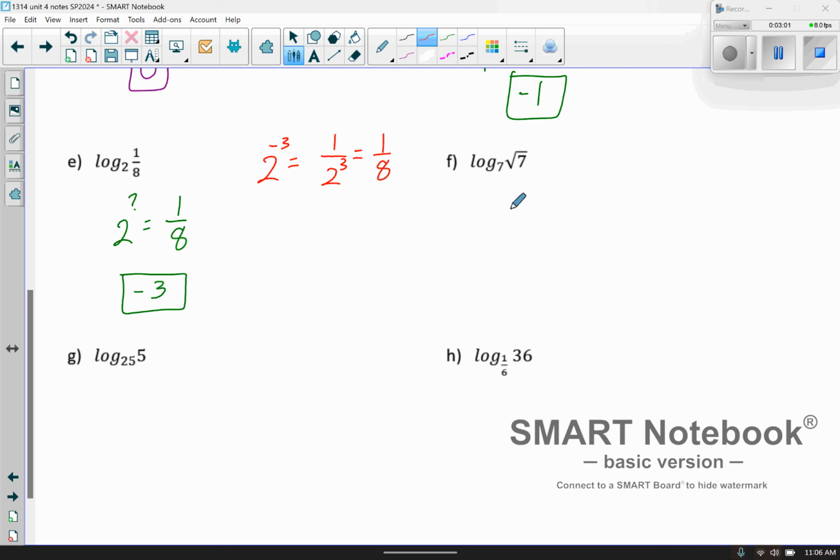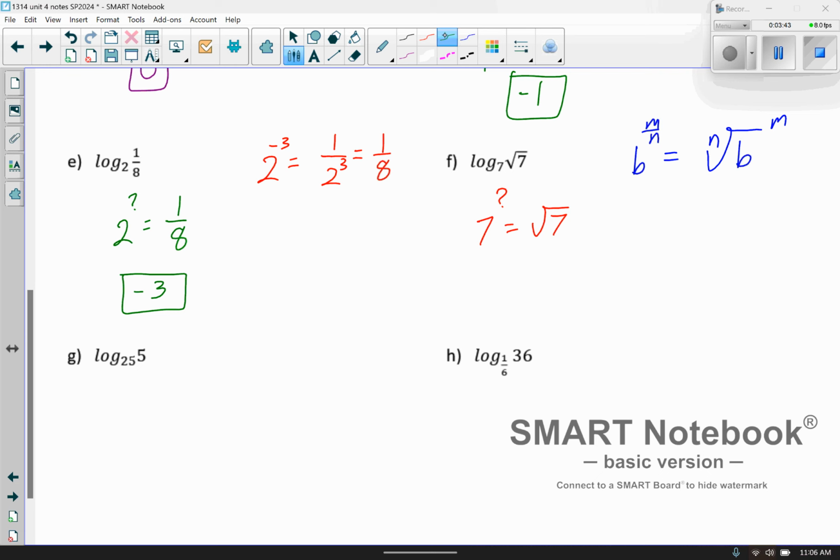On F, this is interesting. I'm going to have 7 to what power would give me the square root of 7? Well, you're going to have to recall from when we had rational exponents and converted them to radicals. If you had a base raised to a power of m divided by n, the denominator tells you the root you're taking, and the numerator is the power. It could be on the outside or inside, it doesn't really matter. That's what's going on here.